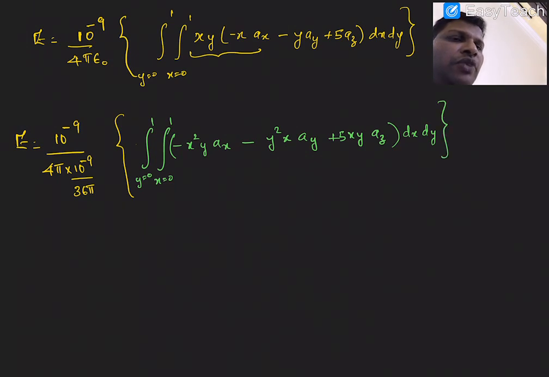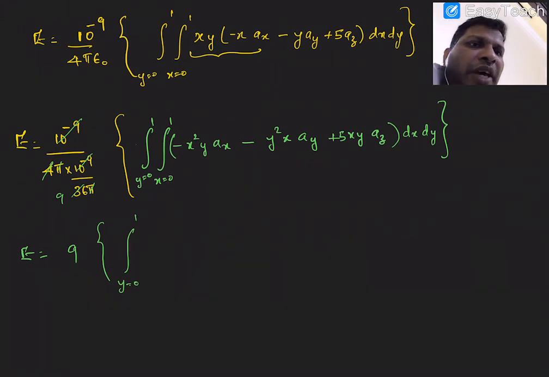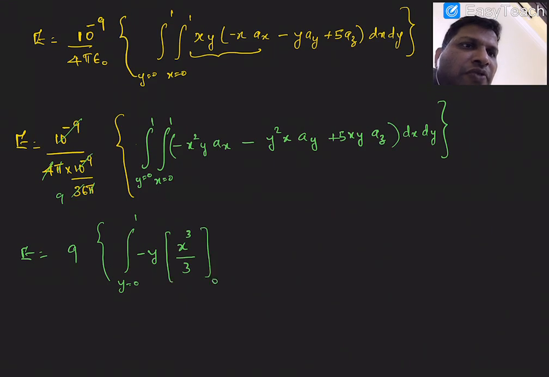So first we will integrate with respect to x. So the electric field becomes, you can cancel out all these terms, this pi, then you see this becomes 9. So this becomes 9 times, and I am integrating with respect to x first. If I integrate with respect to x, this becomes minus x cube by 3 into y. So I will just put here minus y, and x cube by 3, x changes from 0 to 1, into ax.